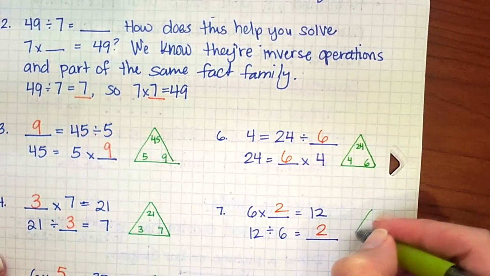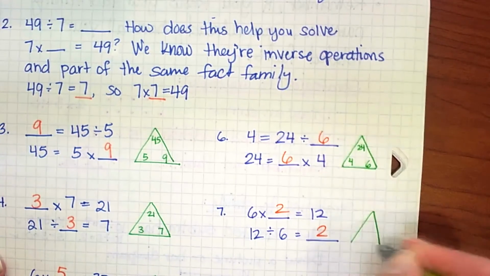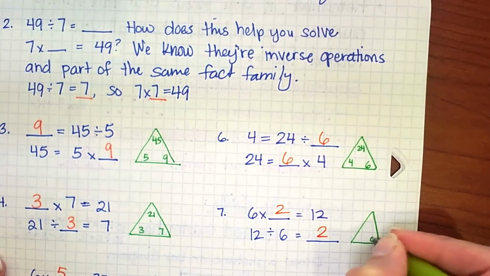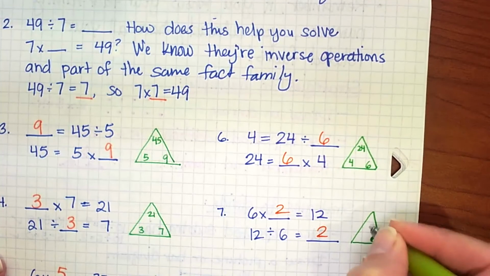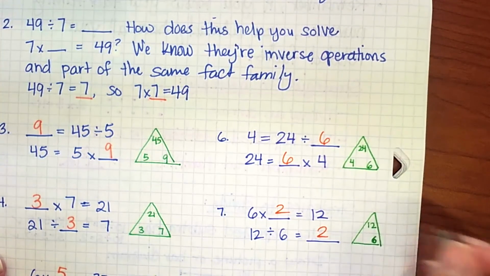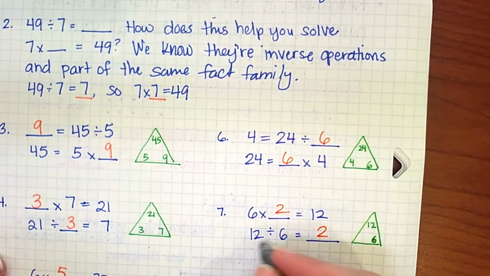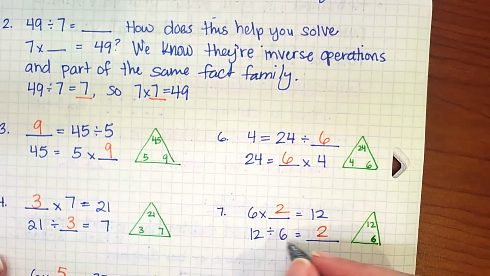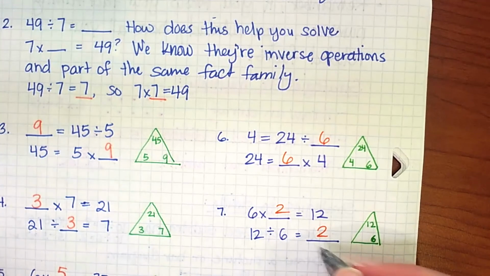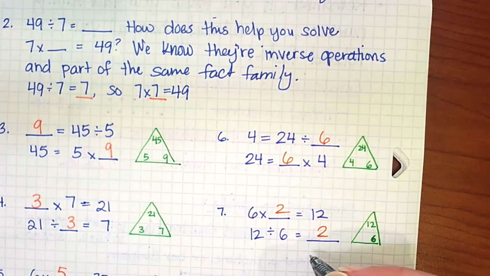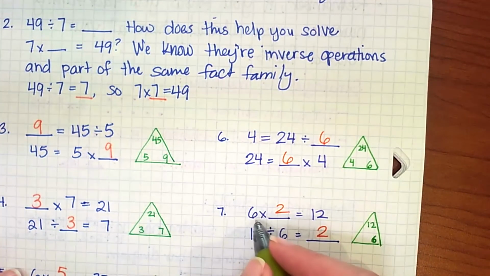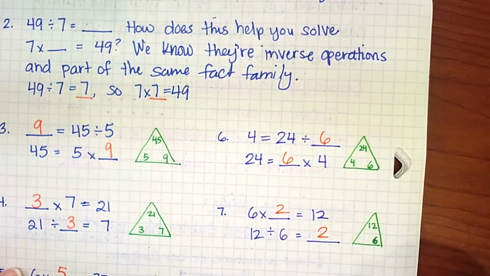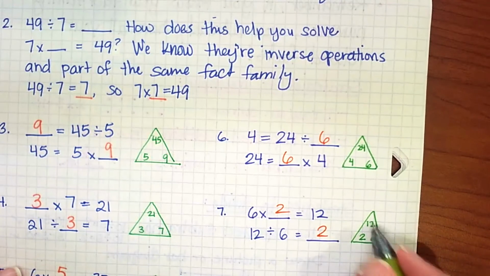And my last one here, we have the numbers 6 and 12. So we know we have 6 times a number is equal to 12, and 12 divided by 6 is equal to a number. I know that I divide 12 into groups of 2 when I am dividing by 6. And I know that I'm multiplying 6 times 2 to make 12. So my fact family facts are 2, 6, and 12.